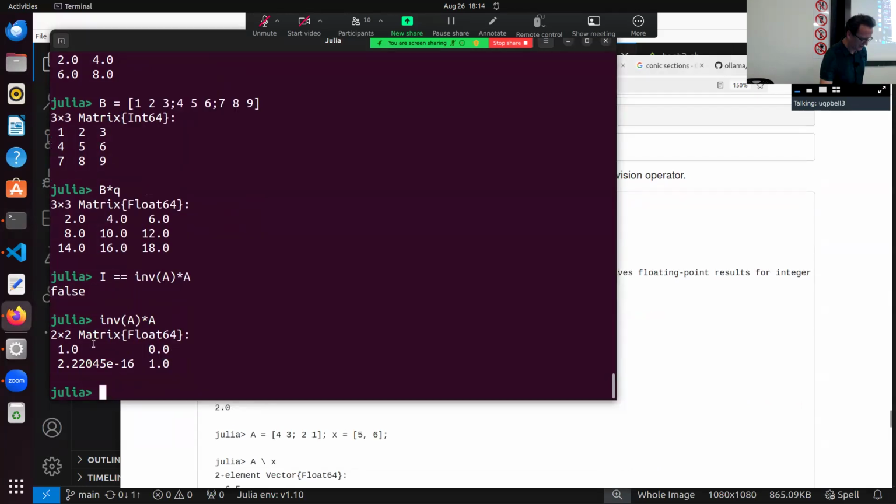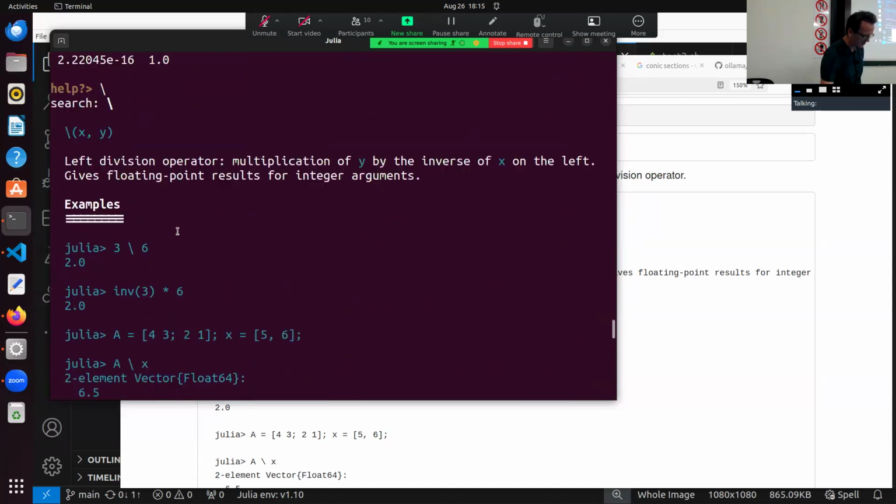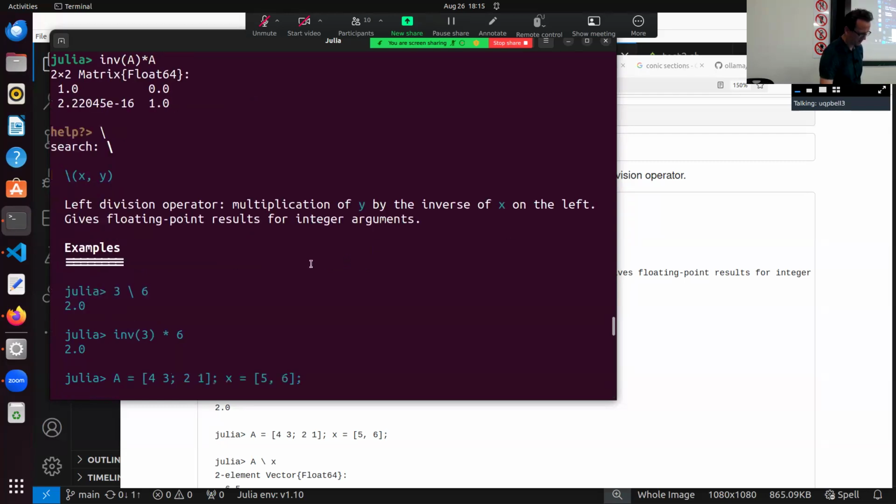This guy is the magic algorithm though. So slash, going the wrong way. Is everyone familiar with this from MATLAB? Seen this before? If I do help on this, it will give an indication that it's left, give floating point results, blah, blah, blah.